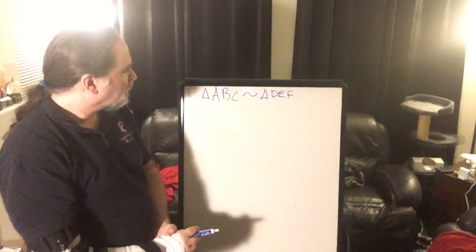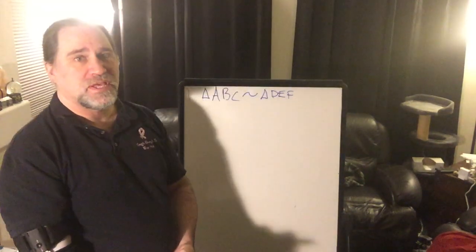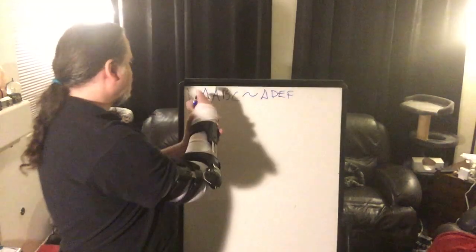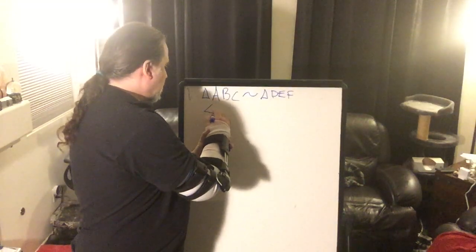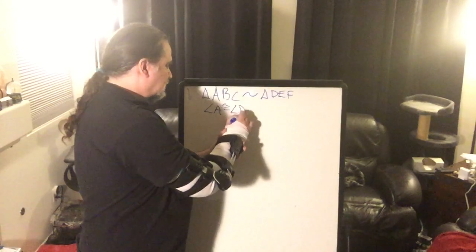So again, a lot of information is there. Now we already said that every angle is congruent to its corresponding angle. So again, I can say angle A is congruent to angle D.